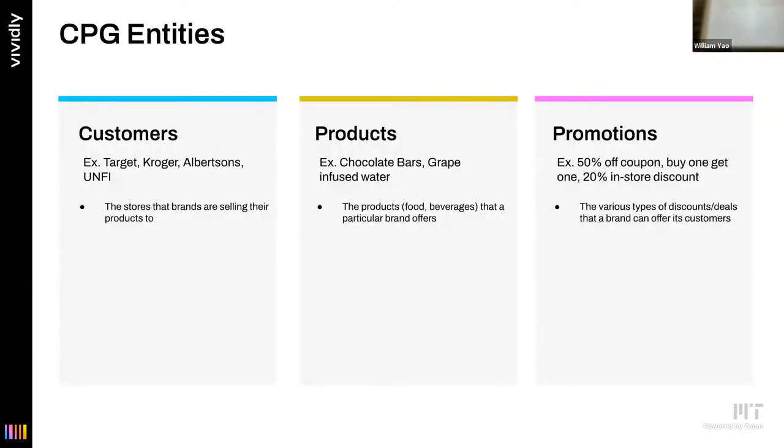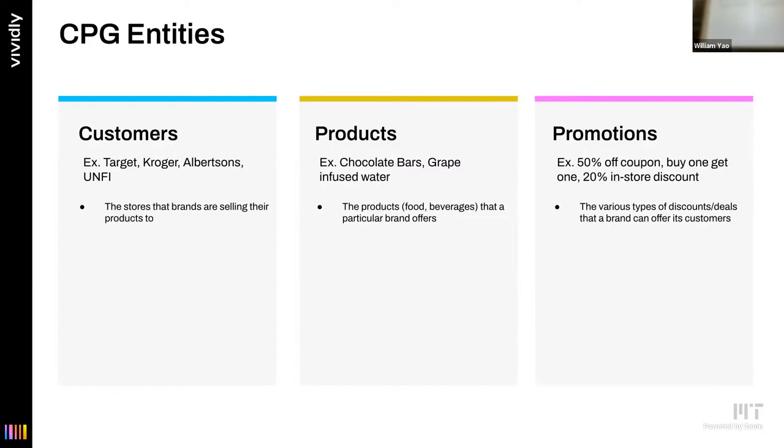So I want to give you guys an idea of what the three most important entities in CPG are in the context of Vividly and our software. So those are the customers. For example, Target, Kroger, Albertsons, UNFI. So these are essentially the customers that our clients, these brands, are selling to. So these would be your retailers, your distribution channels, and so forth.